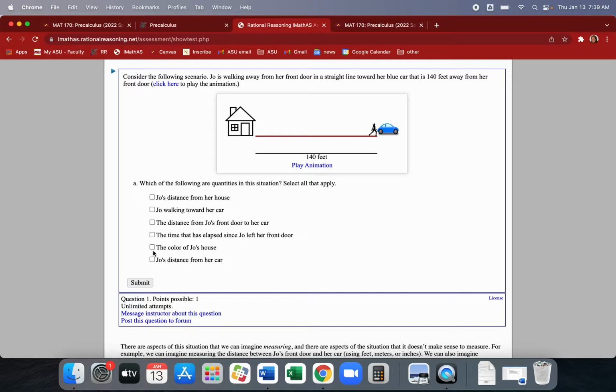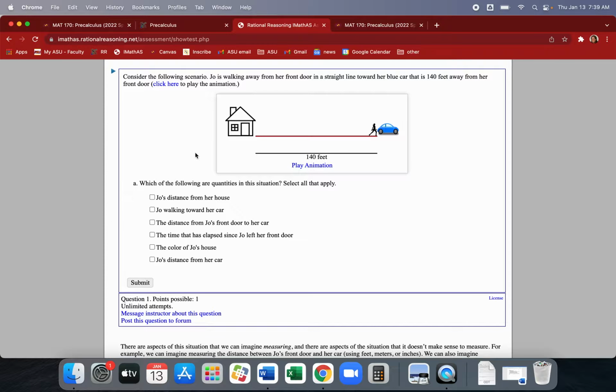Oh, okay, well, not the color of her house. That's not something I'm going to assign a number to. I mean, I guess there are numbers that you can assign to colors for computer programming purposes, but that's not a measurement number. That's just like a zip code. It's just kind of a descriptive number. Distance from the house, Joe walking toward her car. Well, that's just kind of an activity. That's not something that has a number associated with it, like how many walkings to her car do we have?